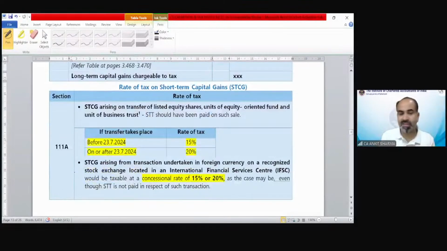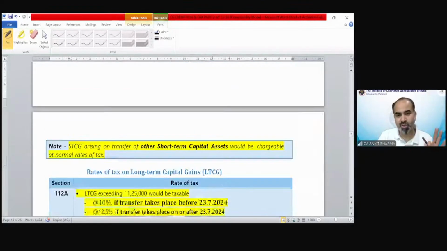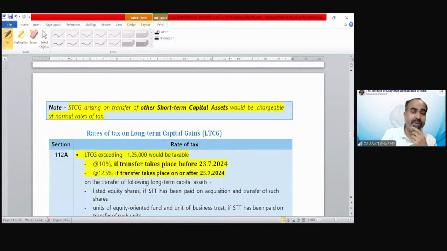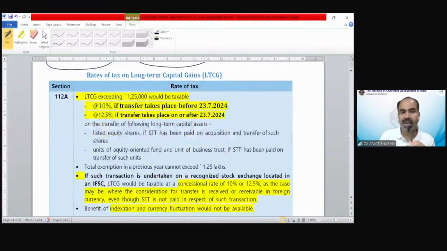Now the rate of tax: you can see, if that is 111A, the rate we have said is 15% and 20%. In case of foreign currency, recognized stock exchange, and if it is an international financial service center, the rate would be 15% or 20%: before July it is 15%, after July 20%. We have gone through the provision. Other short-term capital gain rate would be the normal rate of tax. I hope it's clear.